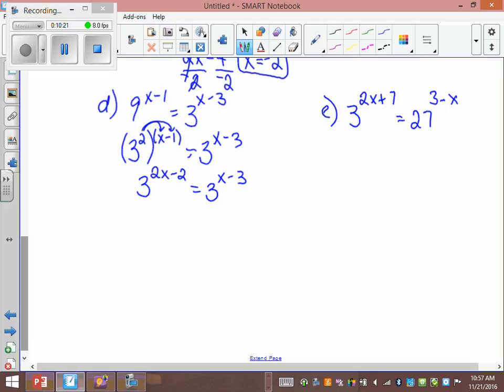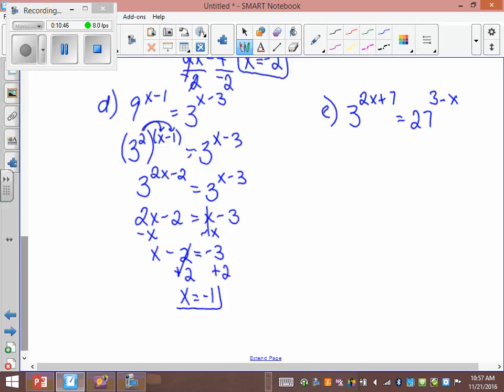Now I have base 3, so this exponent must equal this exponent in order for this equation to be true. So 2x minus 2 must equal x minus 3. Subtract the x, and I get x minus 2 equals negative 3. Add the 2, x equals negative 1. And then I can check it.